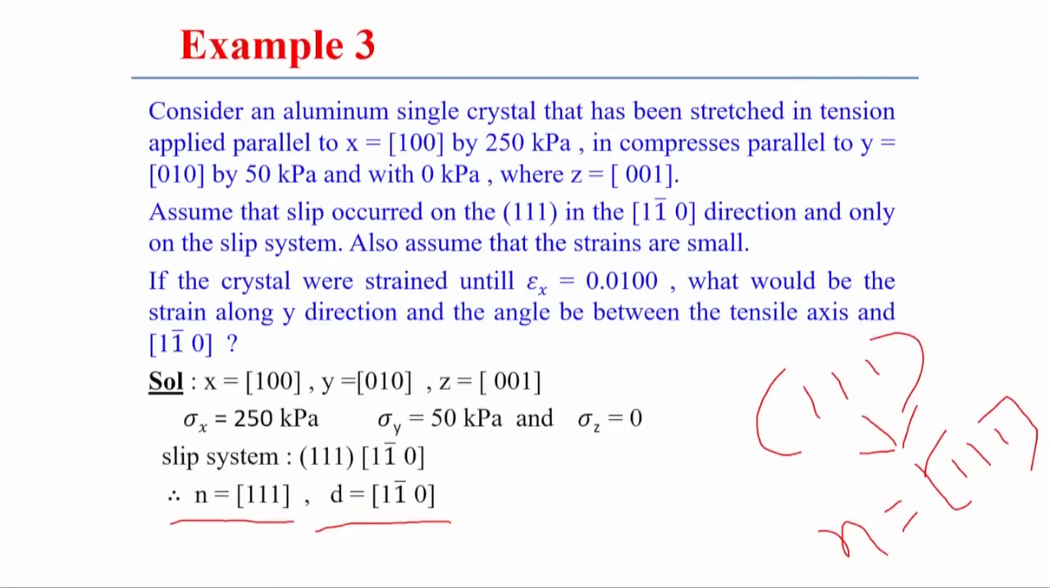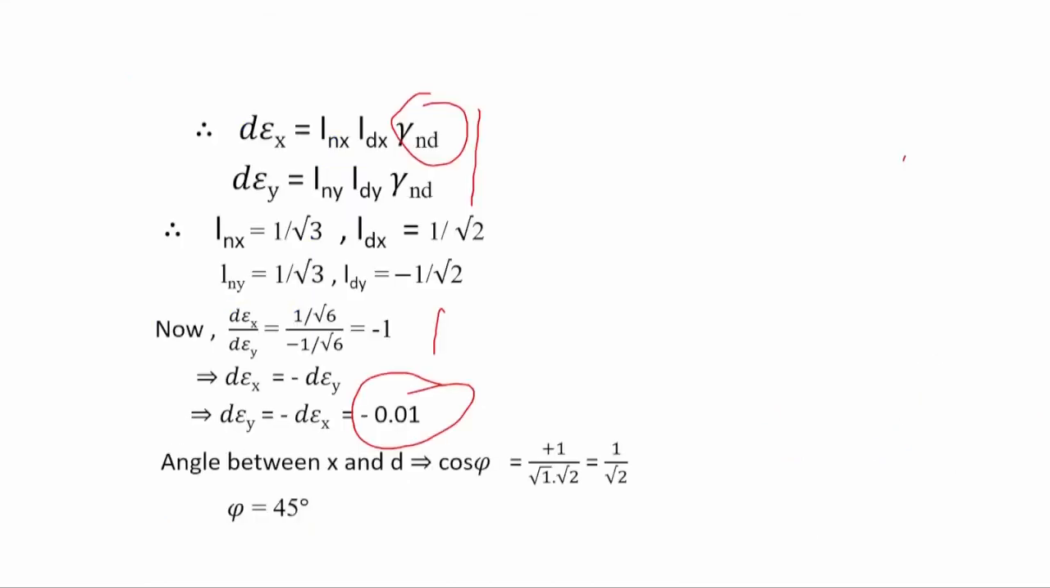Now the second question is: what is the angle between the tensile axis and the 1 minus 1 0 direction, and how can we estimate that angle? The tensile axis in this case, as the problem already defined, is the load applied in the x direction, and that is a tensile load. So you have to find the angle between the x axis and 1 minus 1 0.